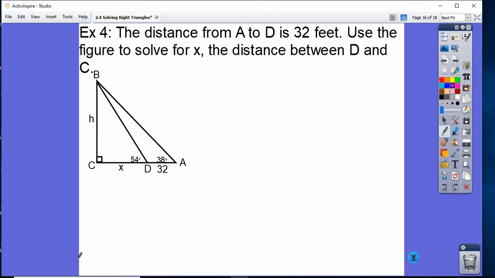How many right triangles do we have? 2. You may not need to draw them separately. I am just doing it to make this clear as I walk through it. We have BCD, and we have ABC. Those are both right triangles. In this one, I know this angle is 54. This is H and that's X. Over here, angle A is 38. This is H. What would this entire length be?